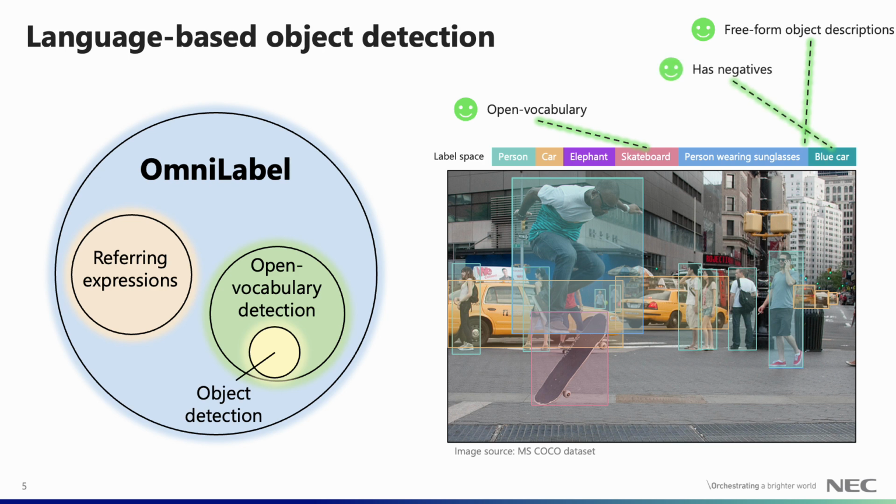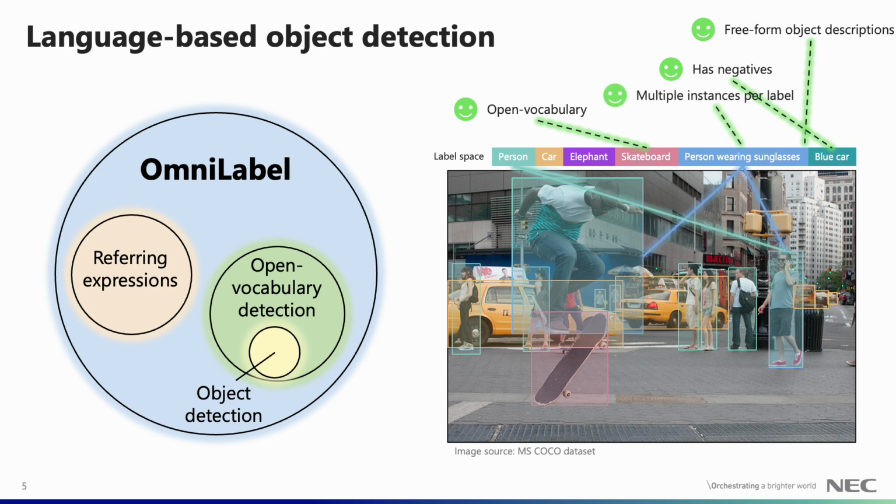The second point is that some of the object descriptions are negatives. This is the default in standard object detection, where not all categories are contained in all images, like the class elephant in this example. But what is new in our benchmark are the free-form object descriptions that are related to the image but do not refer to any object, like blue car in this image.